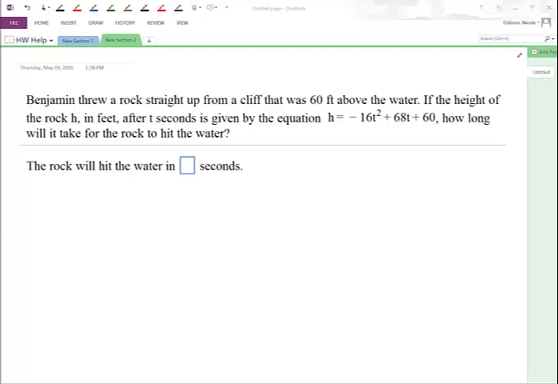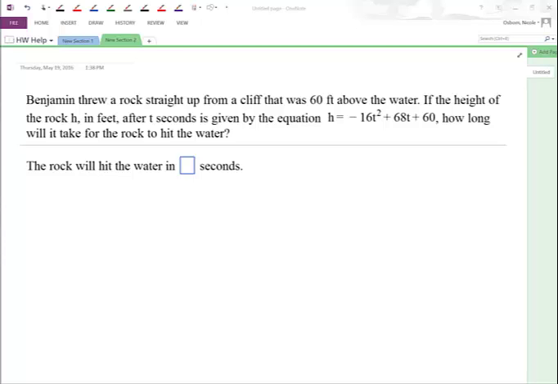Benjamin threw a rock straight up from a cliff that was 60 feet above the water. If the height of the rock h in feet after t seconds is given by the equation h is equal to negative 16t squared plus 68t plus 60, how long will it take for the rock to hit the water?